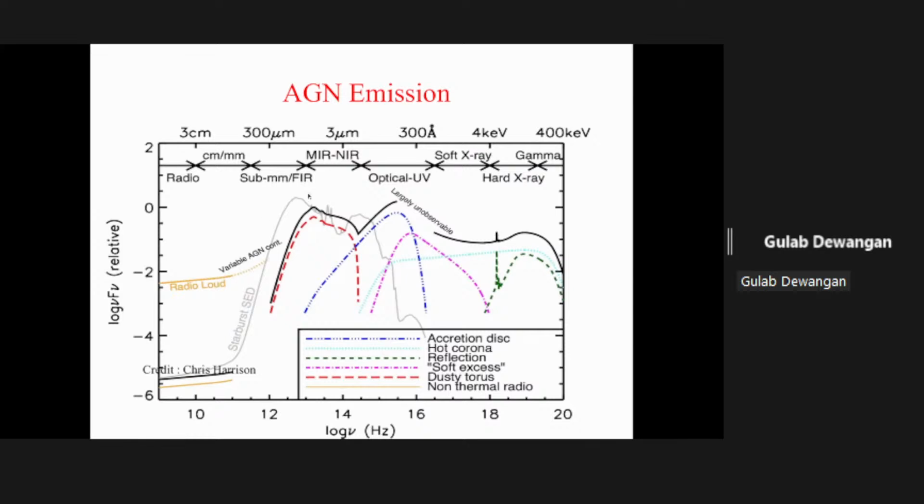So here we will focus mostly on the primary emission. That means we will mostly focus on the central engine, the accretion disk and the hot corona, and the interaction between them.